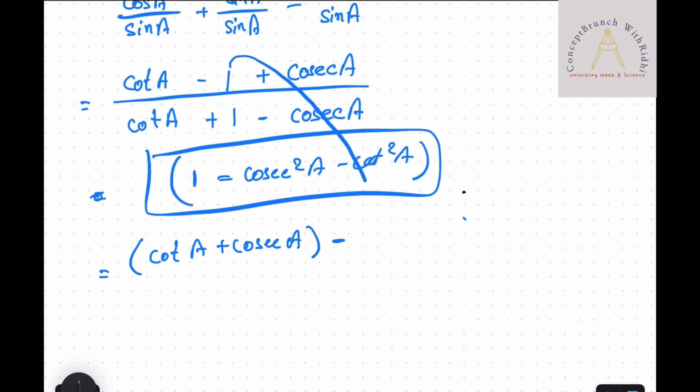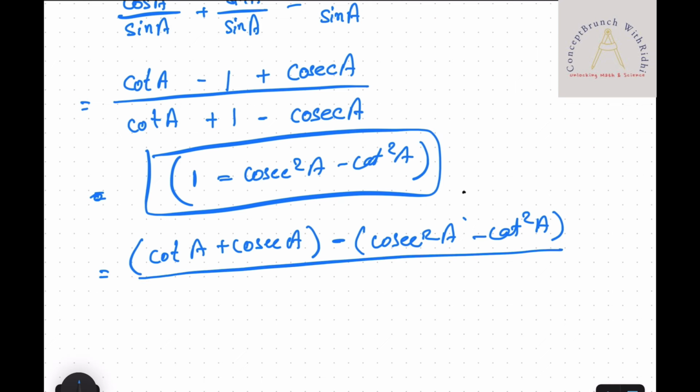Minus. So in this place we are writing the value. So what will it be? Cosecant square a minus cot square a. In the denominator, I'm not going to do anything. Leave it like this: cot a plus 1 minus cosecant a.